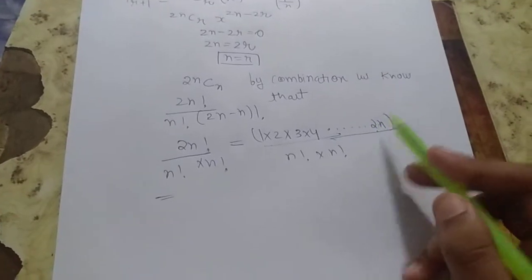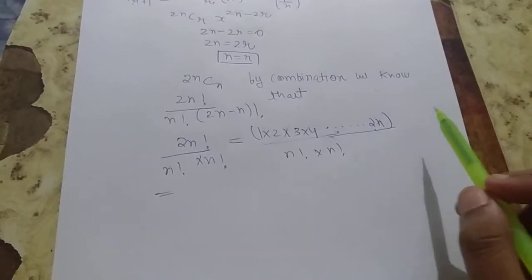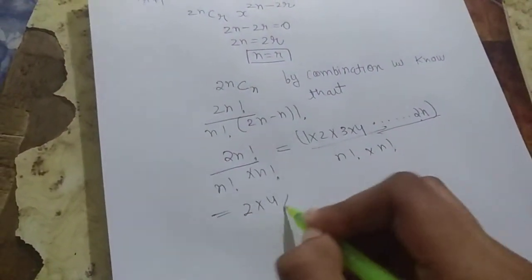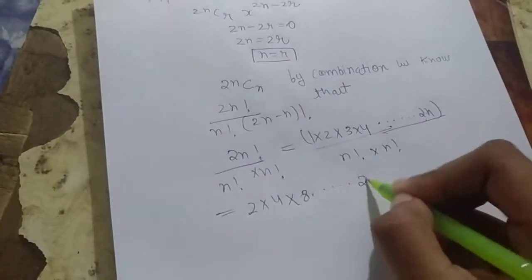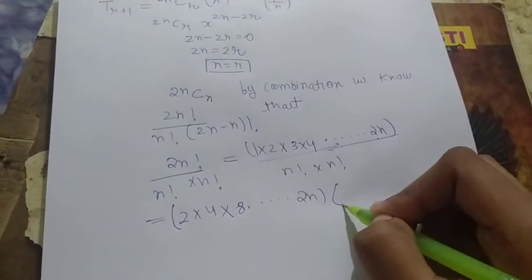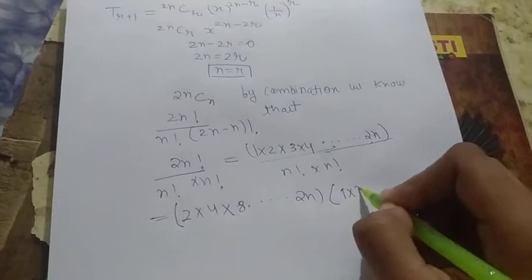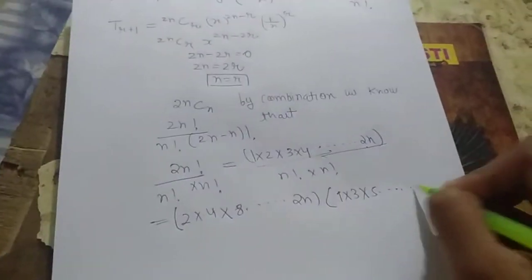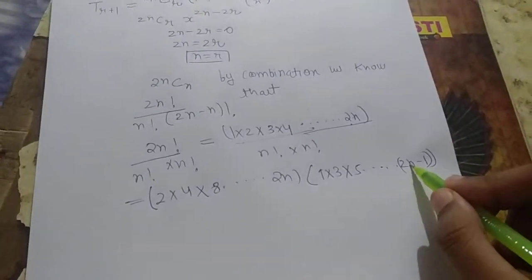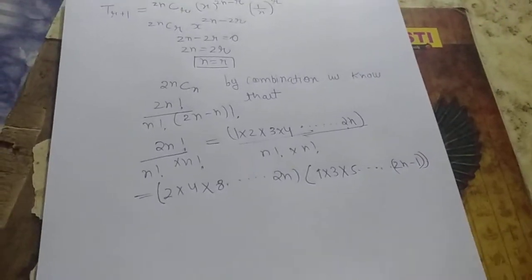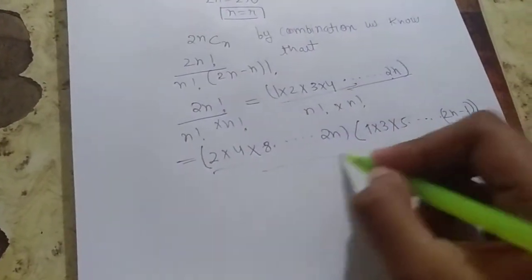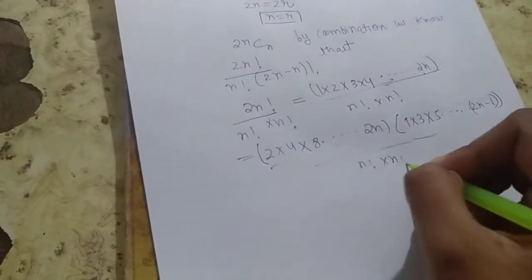So if we make two sets out of it, an even set and an odd set, what we get is: first the even set, 2 into 4 into 6 till 2n. And the odd set is 1 into 3 into 5 till 2n minus 1. Now why 2n minus 1? Because if 2n is even, minus 1 is always going to be odd, and this is going to be the last odd number. And as usual, we write n factorial in the denominator.